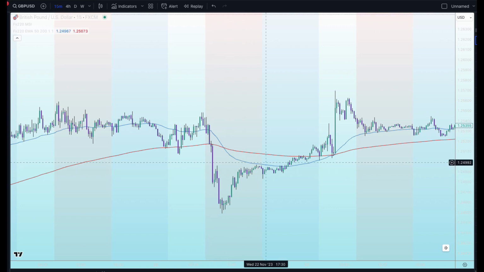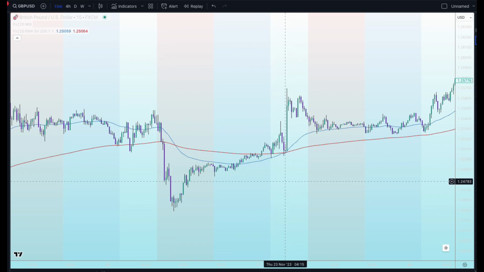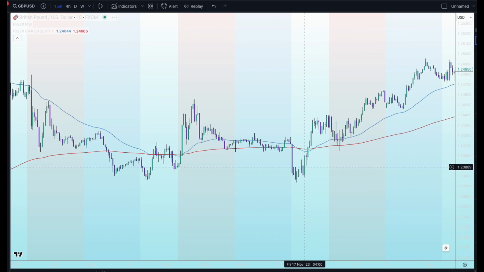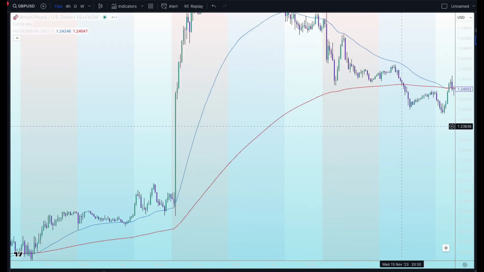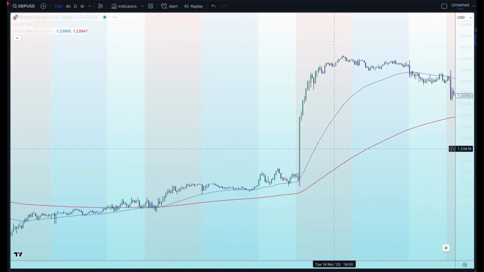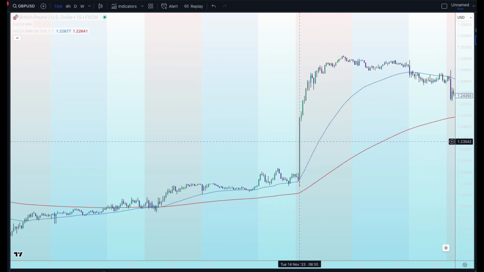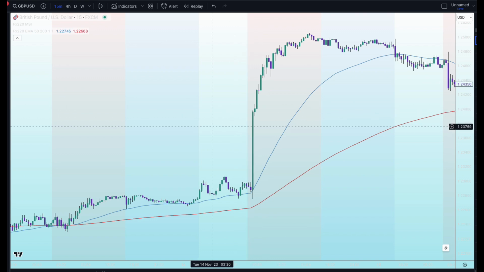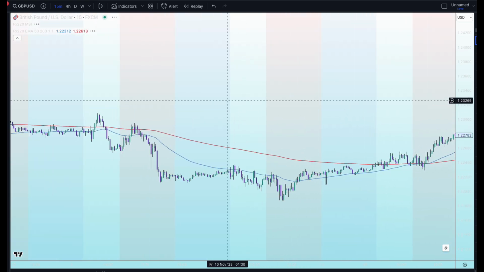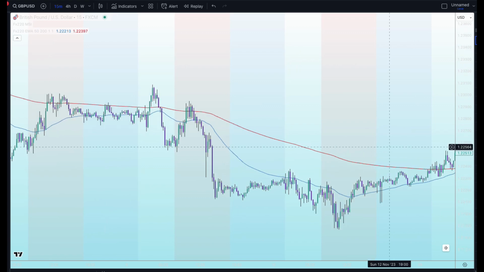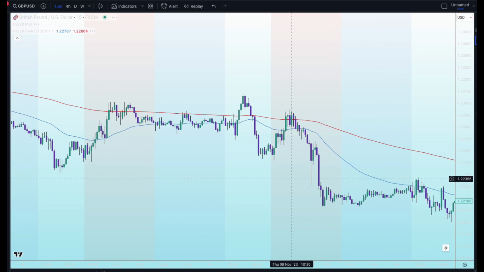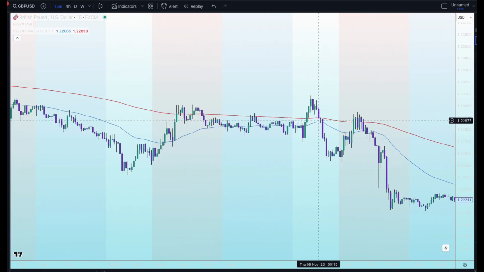Sometimes the EMAs cross multiple times. These are false EMA crosses, false moves. You can go back. This was the news. Sometimes you see these big moves. You stay away from them. You don't want to trade these big moves. You want the clear, easy ones. You don't want sideways markets either. You want the clear, easy setups.